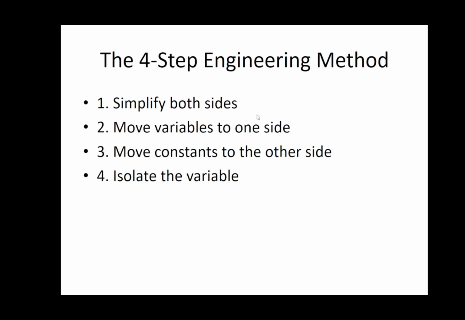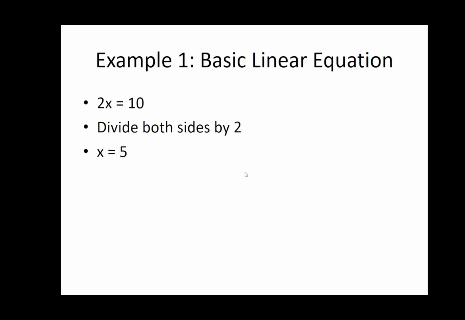So let's proceed to the four engineering method steps. First, simplify both sides, move the variables to one side, move the constants to the other side, and isolate the variable. Okay? Now, example: a basic linear equation. As you can see, we have 2x equals 10, divide both sides by 2, and x will be 5. I'll be showing you the solution step by step.